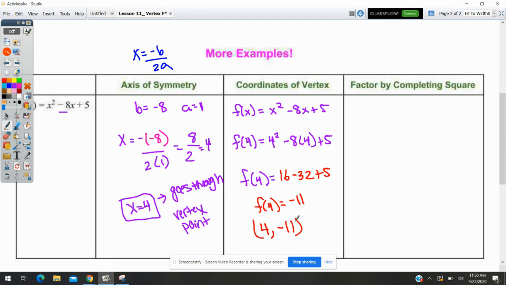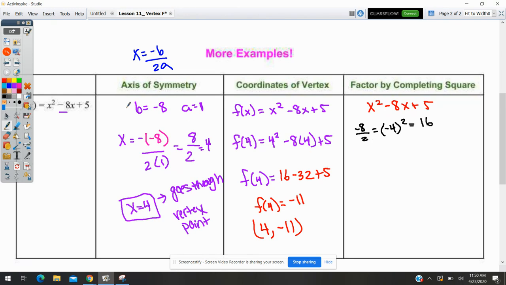All right, so now what I showed you before is when we factor by completing the square, those two values, the number inside the binomial and the one outside, are the values of the vertex. So we're going to factor by completing the square. I'm going to rewrite our trinomial here. First thing we do is divide the b by 2. So negative 8 over 2 is negative 4. Then we square that number, and that becomes positive 16. So this is our new c value.